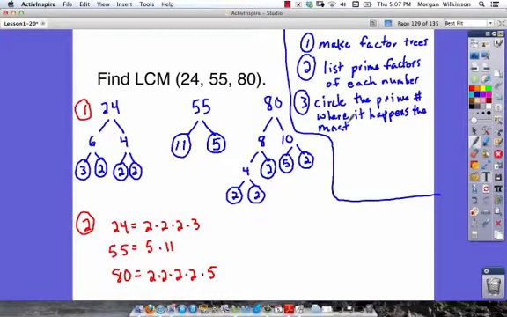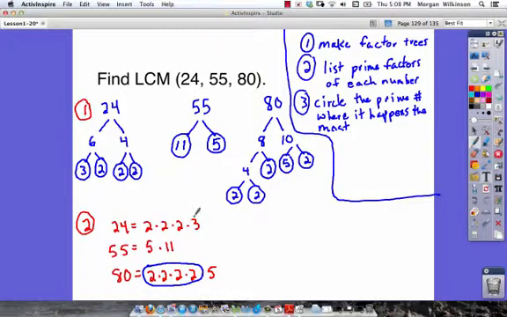Circle the prime number where it happens the most. Now what that means is we're going to go through these numbers and we're going to figure out where 2 happens the most. Well, 2 happens 3 times with 24, but it happens 4 times with 80. So we're going to circle those 4 2's.